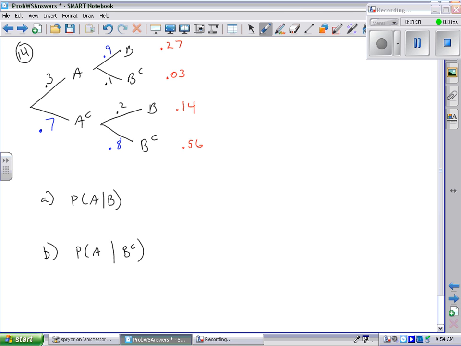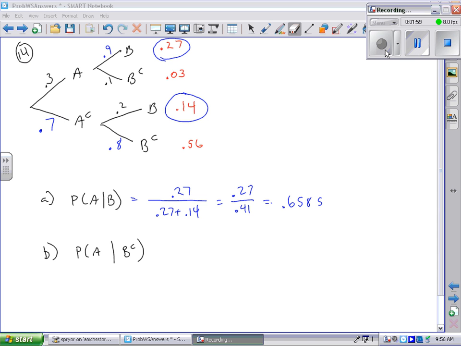So on the first part, the probability of A given B, I'm telling you that it's B. I'm telling you it's one of these cases. So those things that I circled go on the bottom of the fraction, 0.27 plus 0.14. Out of those cases, which one's A? The 0.27. So that's 0.27 over 0.41, and that rounds off to 0.6585.